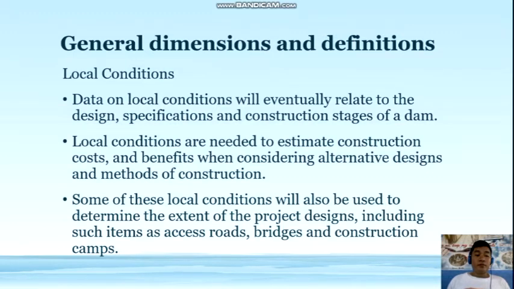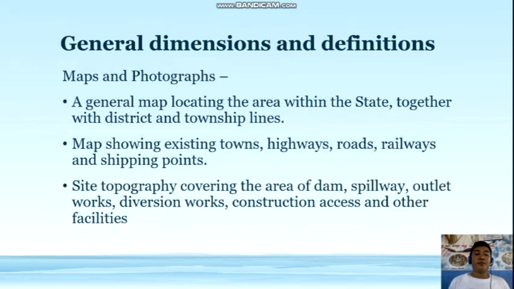Next part of the general dimensions is local conditions. Data on the local conditions will eventually relate to the design, specifications, and construction stages of a dam. Local conditions are needed to estimate construction costs and benefits when considering alternative designs and methods of construction. Some of these local conditions will also be used to determine the extent of the project design, including such items as access roads, bridges, and construction camps.